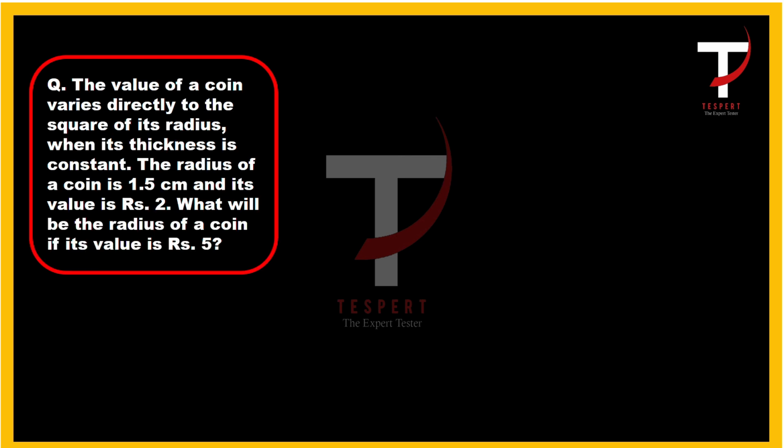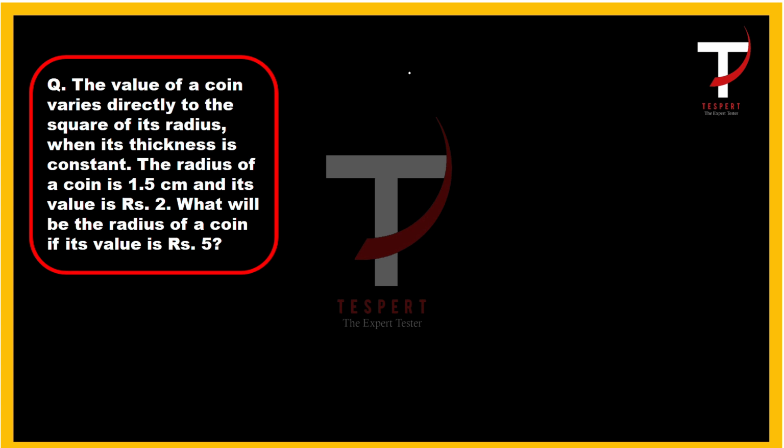The value of a coin varies directly to the square of its radius when its thickness is constant. Okay. The radius of a coin is 1.5 centimeters and its value is rupees 2. What will be the radius of a coin if its value is rupees 5? So the radius of a coin is 1.5 centimeters when its value is 2 rupees. What will be the radius of a coin if its value is 5 rupees?